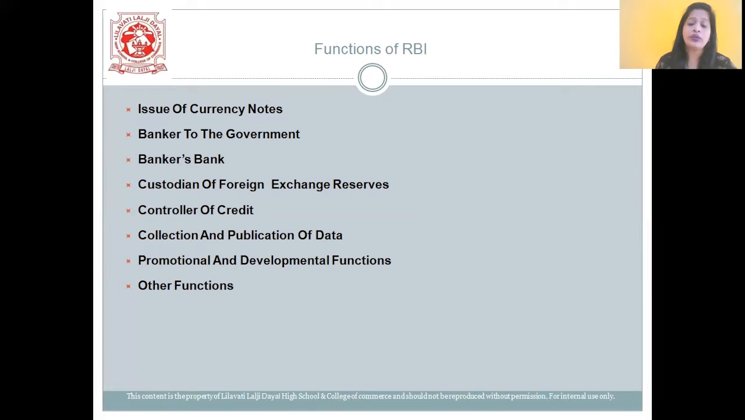Let's have a quick recap on the functions. First function, issue of currency note. Second, banker to the government. Third, banker's bank. Fourth, custodian of foreign exchange reserve. Fifth, controller of credit. Sixth, collection and publication of data. Seventh, promotional and development functions. And the last one is other functions.